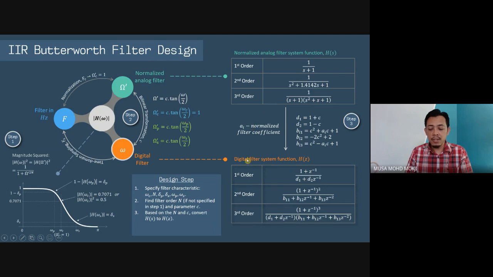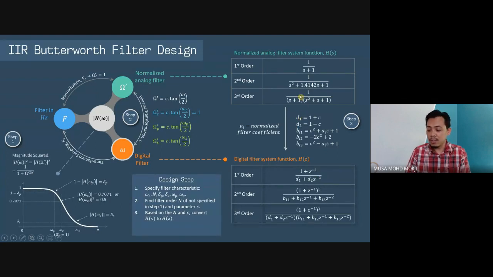Originally, what we do is replace every S with the relationship between S and Z. That's too mathematical, so we simplify it a bit with a shortcut. We already know that whatever this equation is, it's supposed to be something like this: 1 over S plus 1. The digital filter is 1 plus Z to the power of minus 1 divided by D1 plus D2 Z to the power of minus 1. That's kind of a standard.